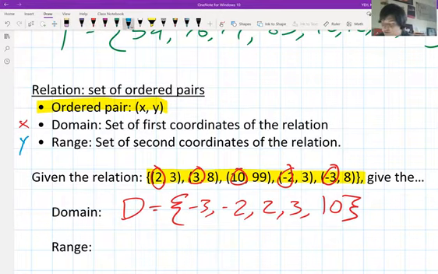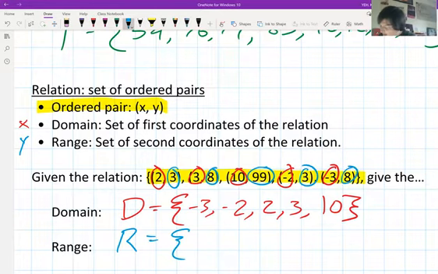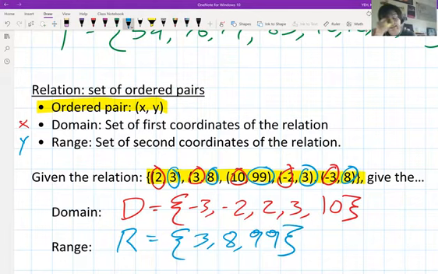Range. If you look at that definition, the set of all of the second coordinates, in our case, the y coordinates. X comma y is typically what we use, not always, but most often. So for this range, I'm going to say r equals, and pick out all of my second coordinates, my y coordinates: 3, 8, 99, 3, and 8. And I don't want duplicates, remember, only distinct values. So I'm just going to say 3, 8, and 99. And that set represents all of those second coordinates that we had in our ordered pairs.